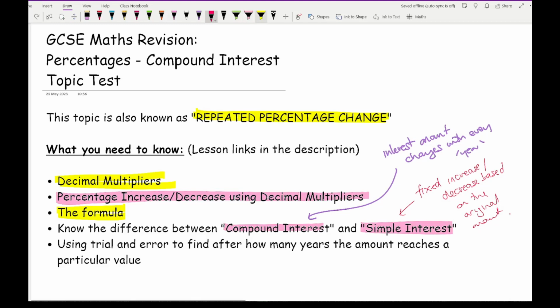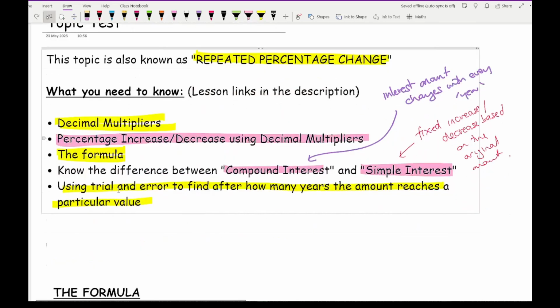The next thing, which tends to be more of a latter part of a question, is to use trial and error to find how many years the amount reaches a particular value. Now this is where you are using the formula and substituting random values of n, or the power, to then work out what the answer is going to be and see if it falls within a requested amount. If that makes absolutely no sense to you at all, do not worry, it will be covered in a question that we go through later on in this video.